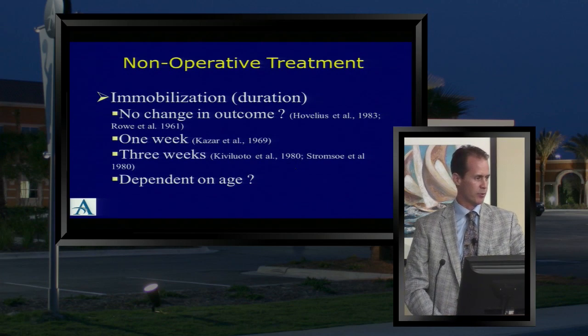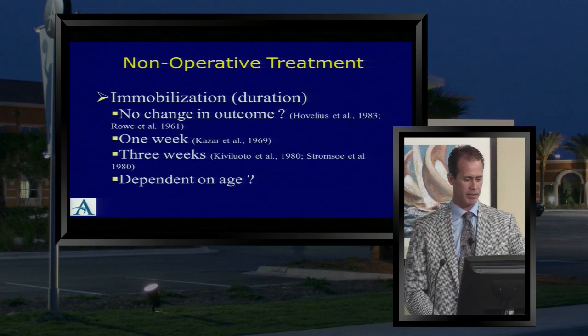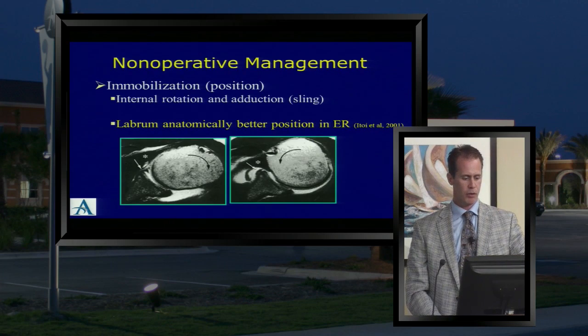Was it dependent on age? Was it dependent on regaining range of motion? I think most of us would say 2 to 3 weeks in a sling and start working on motion, but it's really all over the map because the science doesn't really back one treatment. So immobilization in external rotation, as Itoi showed us back about 14 years ago, is better in external rotation.